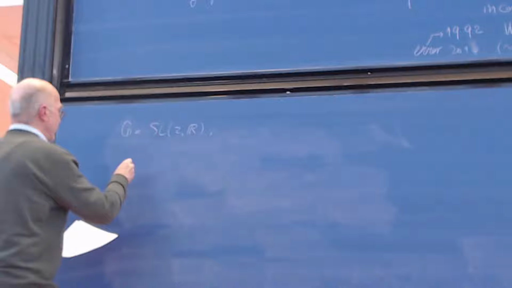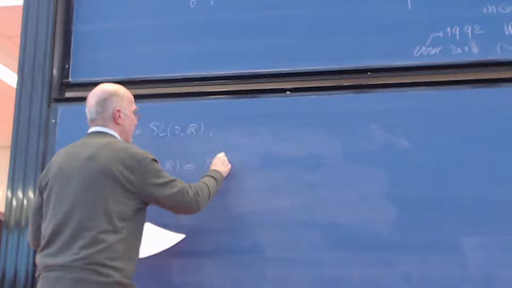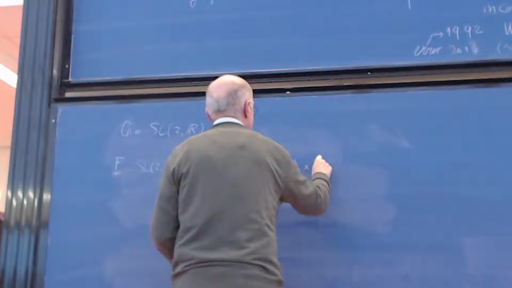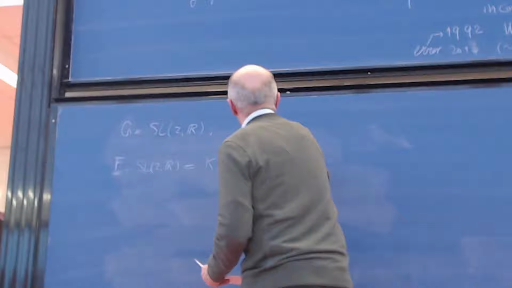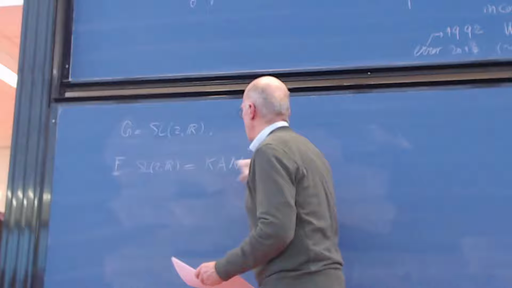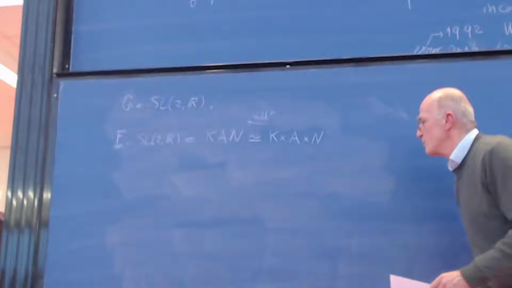So one has the following fact, which is actually easy to prove, that SO2R can be written as a product KAN, and by this I mean a product of manifolds. So it is K times A times N. And then the map here is the multiplication. If I have elements of K, A, and N, I multiply them, I get an element of this product, which defines a diffeomorphism to SO2R. So that means that we know the geometry of SO2R very well, and this is going to be helpful in the continuation of the talk.